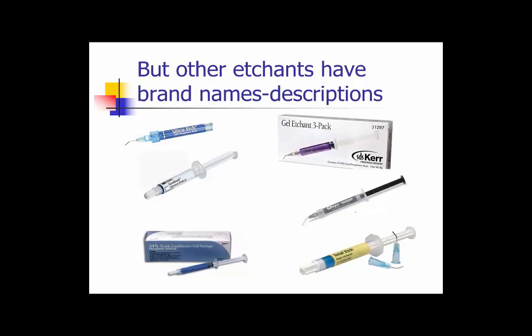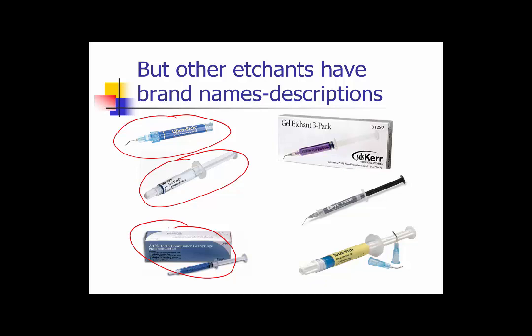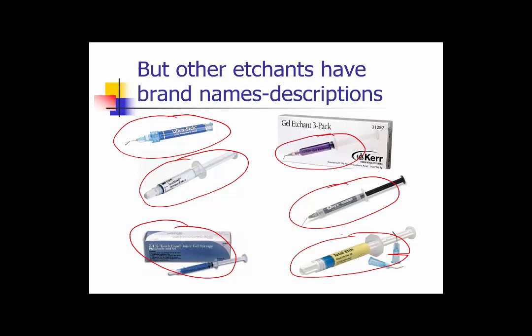In fact, these are etchants that have brand names, but what is their description? Ultra-Etch, a phosphoric acid etchant; Universal Etchant from 3M; the 34% Tooth Conditioner from Dentsply Caulk, which is a phosphoric acid; a gel etchant from Kerr; Onyx from Centrix; Total Etch. All of these are etchants that are used to etch enamel and etch dentin, not to be used with glass ionomers.